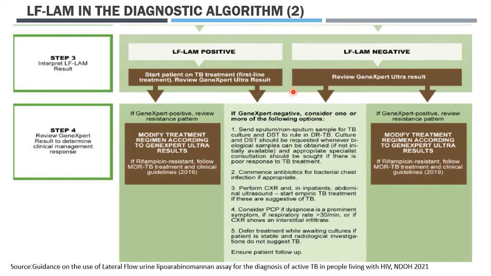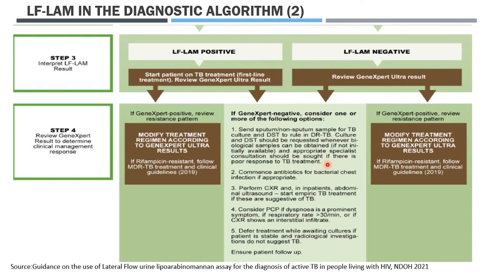So what happens if our GeneXpert is negative? Depending on where you are and depending on the context in which your client presents, the one thing which we have said is in all negative patients, we would send off the sputum sample or a non-sputum sample, depending on whether we've got suspicions. Is there pleural fluid? Is there a large lymph node we can aspirate? Is there ascites, et cetera, so that we can get a definitive diagnosis, because ultimately we do want a bacteriological diagnosis.